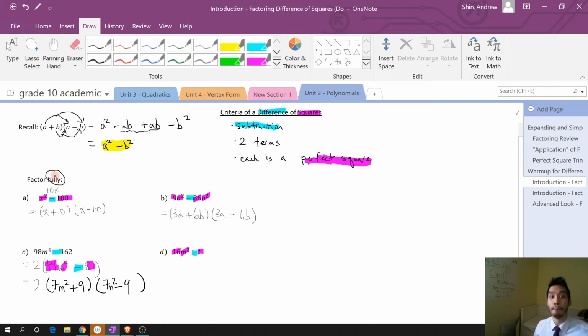There might be multiple types of factoring that you might have to do. So always try to common factor first, make the numbers smaller and easier for you to recognize that these are perfect squares, and then do your difference of squares factoring from there.